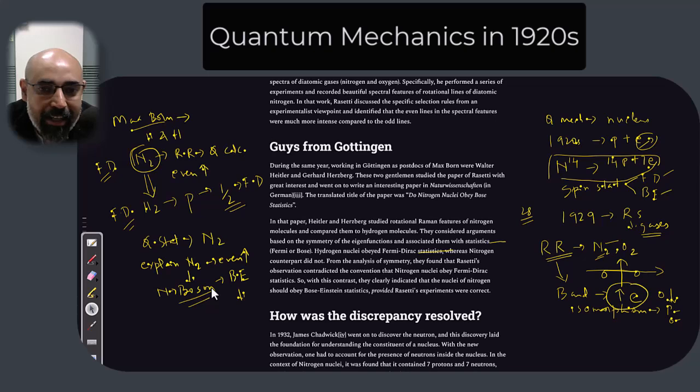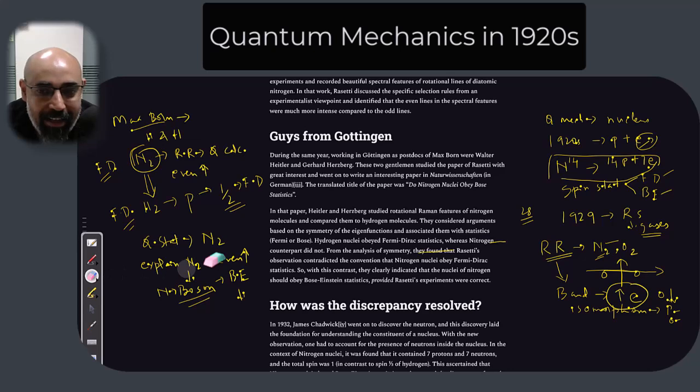So I call them guys from Göttingen precisely for this particular reason, because these people actually are postdocs and really doing very interesting work. And their paper itself was called "Do Nitrogen Nuclei Obey Bose Statistics?" Okay, that's exactly what they called their paper. And it's very fascinating to learn about this particular paper, and there are many interesting things to learn furthermore. Anyway, I'm linking that particular paper in the blog, so do have a look at them.